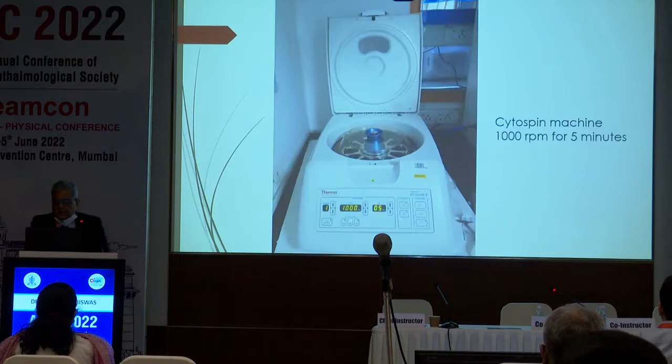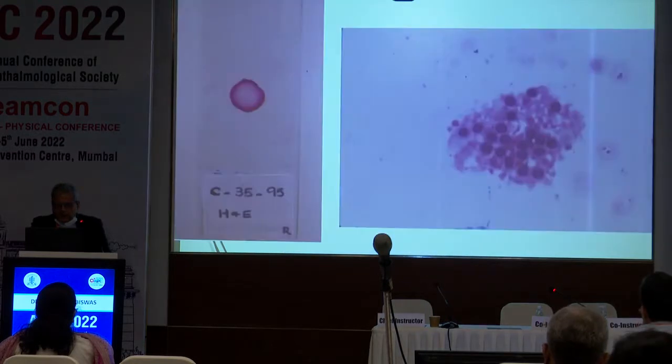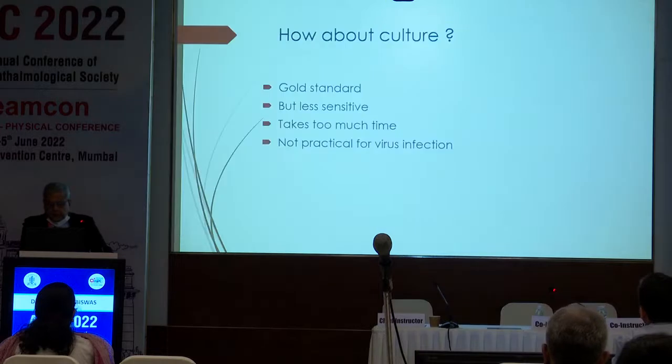Cytospin, we use that machine at 1000 RPM for 5 minutes for concentrating the specimens, and what you get is concentrated smears. And this is a case of metastatic tumor from the anterior chamber aspirate, and we could see large cells with hyperchromatic nuclei and scanty cytoplasm. So we get very concentrated smears, and it is easy to make a diagnosis.